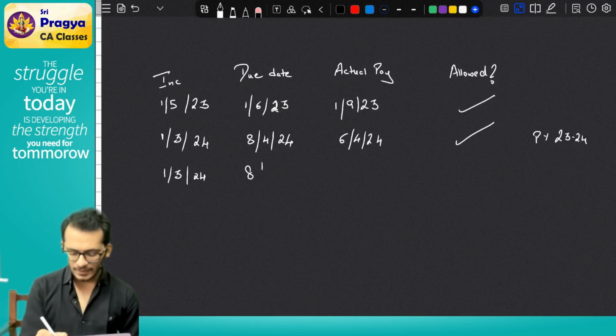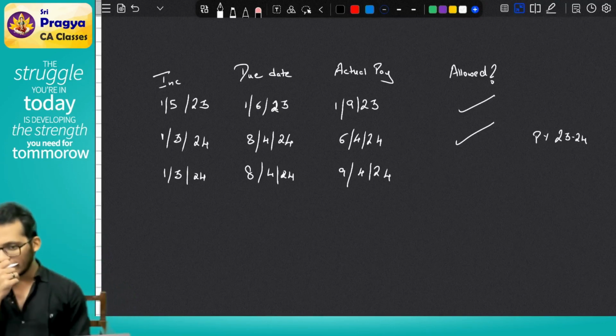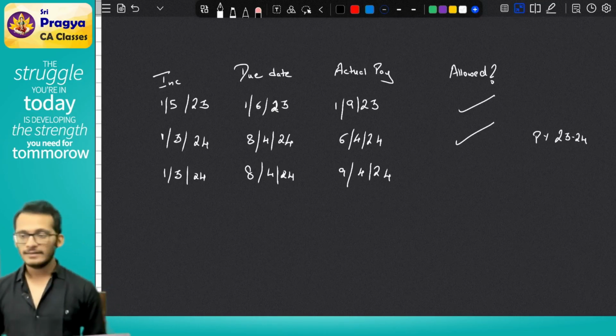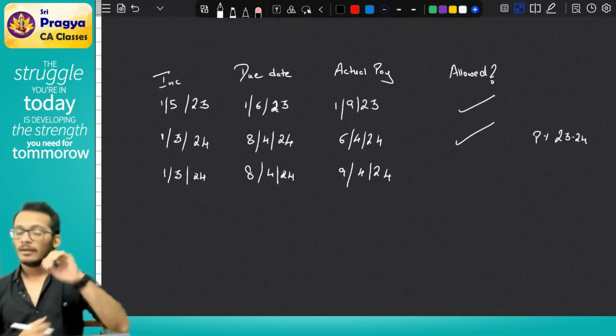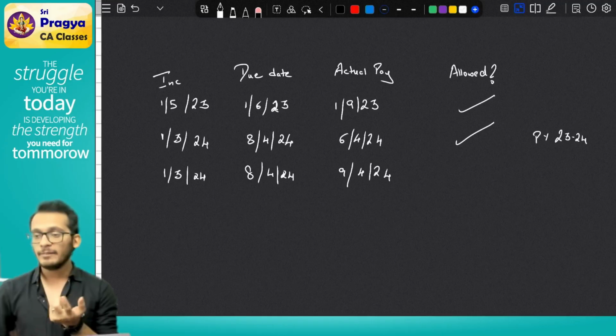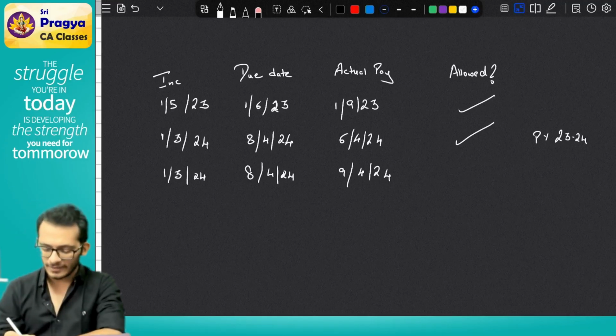Rahul, I have incurred it on 1st March 24. My due date is 8th April 24. I made the payment on 9th April 24. Rahul, is this allowed in previous year 23-24? No. Why? You have paid the payment after the due date, and the payment has happened in the next year.